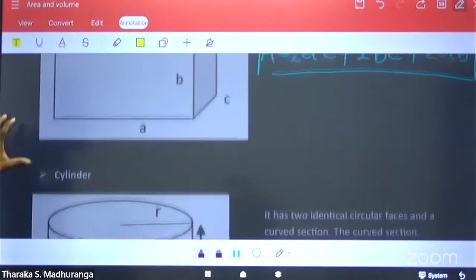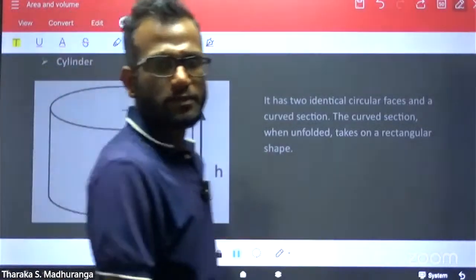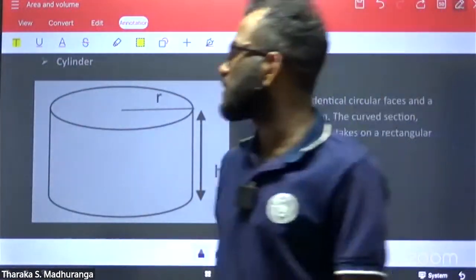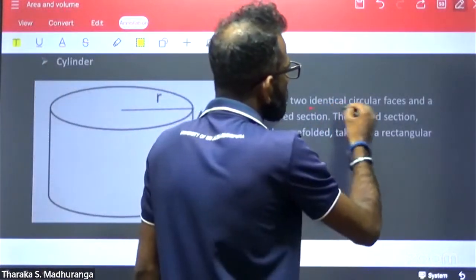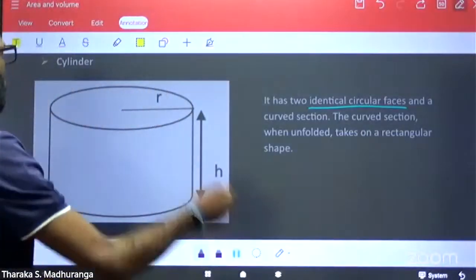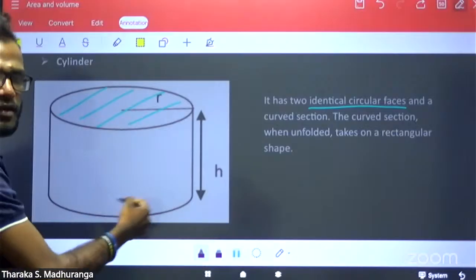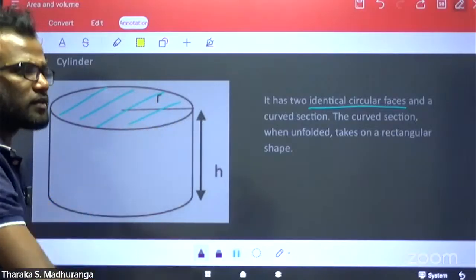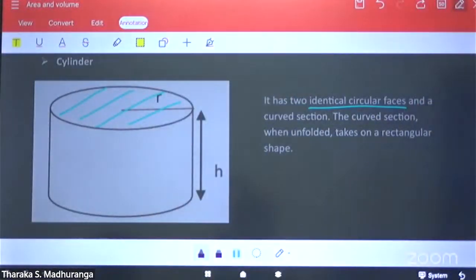Okay, next 3D shape, the cylinder. Third one, the cylinder. It has two identical circular faces that we call the lid and base, two identical. The cylinder is like a tin. Wait, I will show you.